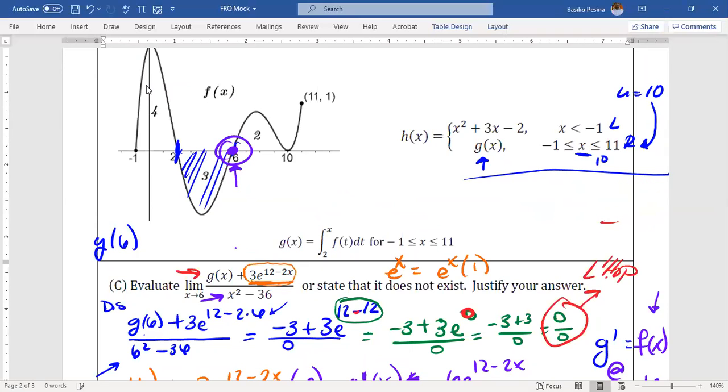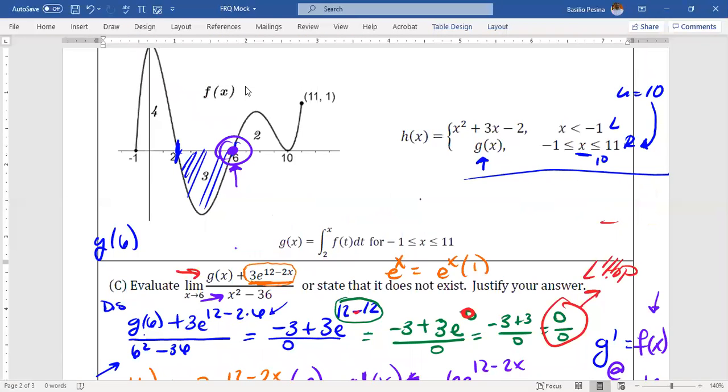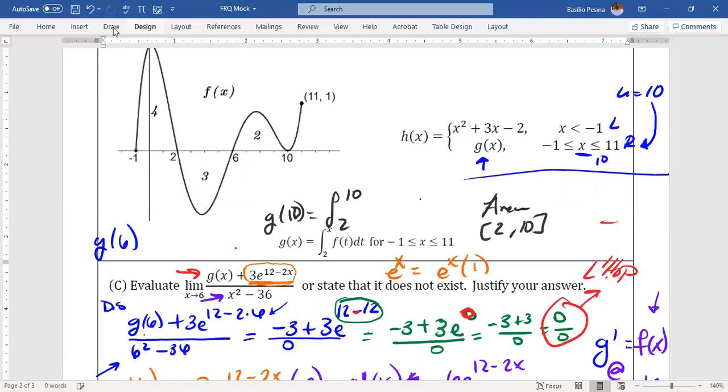So it's saying you need to use u is 10, right? Because that's the top limit. But unfortunately, h of 10 is talking about g of 10, which is the integral, the area from 2 to 10. What is the area from 2 to 10? It is -1. It is this area right here and this area right here. The area is -3, right? Because the 3 is below. This is negative. Plus 2, and as Albert mentioned, this is -1.